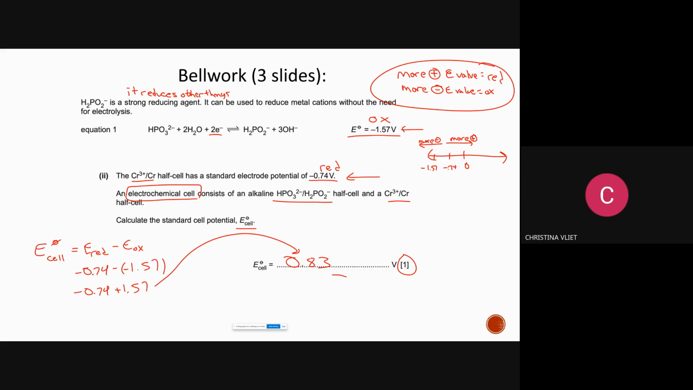So check to see if you got that. That's worth 1 mark. It's literally just knowing which numbers to subtract. Literally 1 mark because it's 1 subtraction that you're doing.